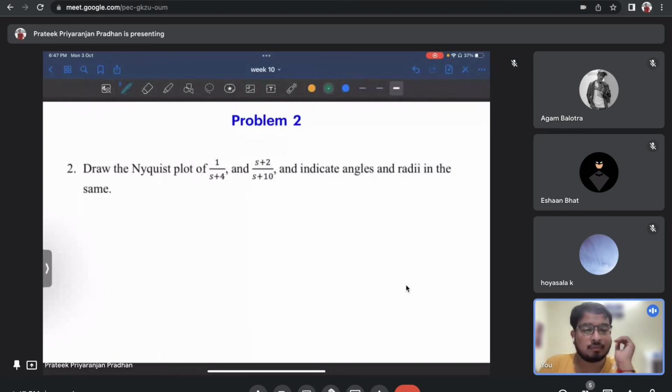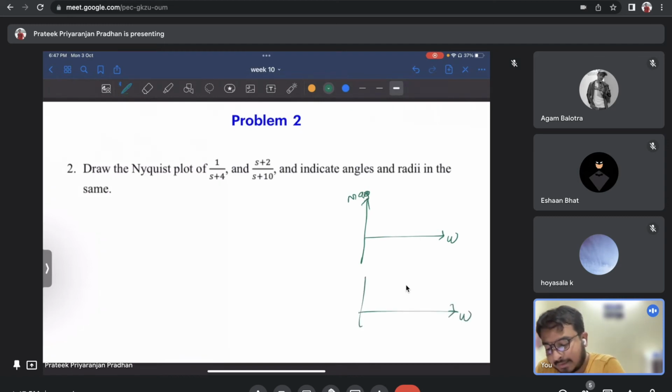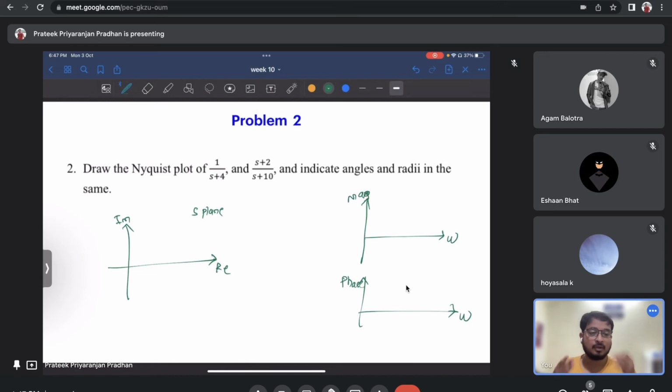So what a Nyquist plot is: in a bode diagram, what we do, there is an omega axis and a magnitude axis, and there is an omega axis and a phase axis. But in this Nyquist, in the same plot we will have both the magnitude and phase. This will be in the S plane, so this is purely the real part and imaginary part, and for different omegas we'll see where the plots will be.